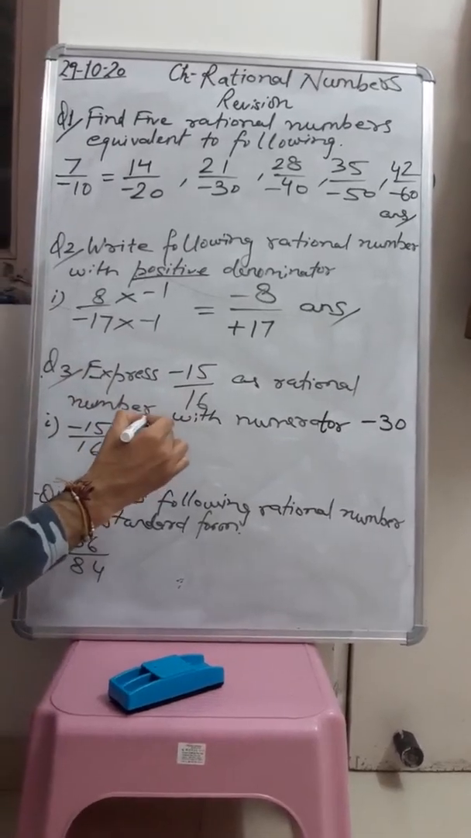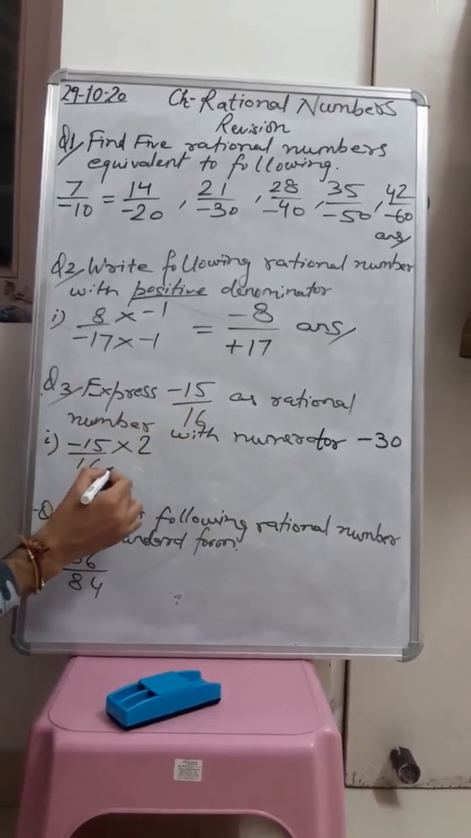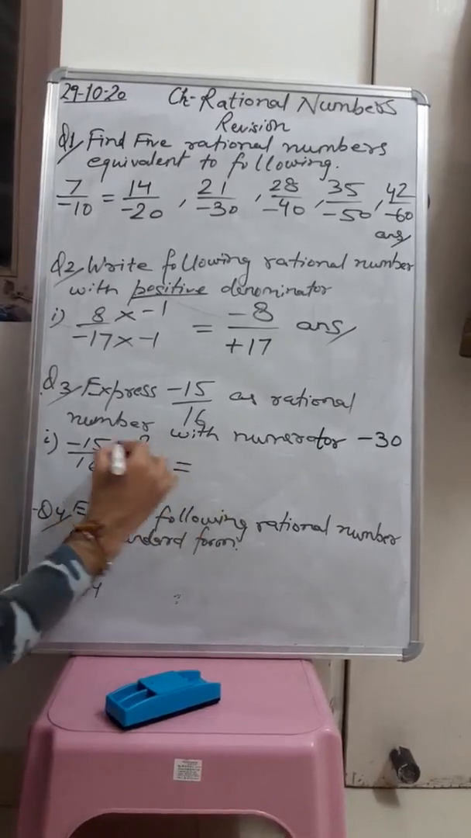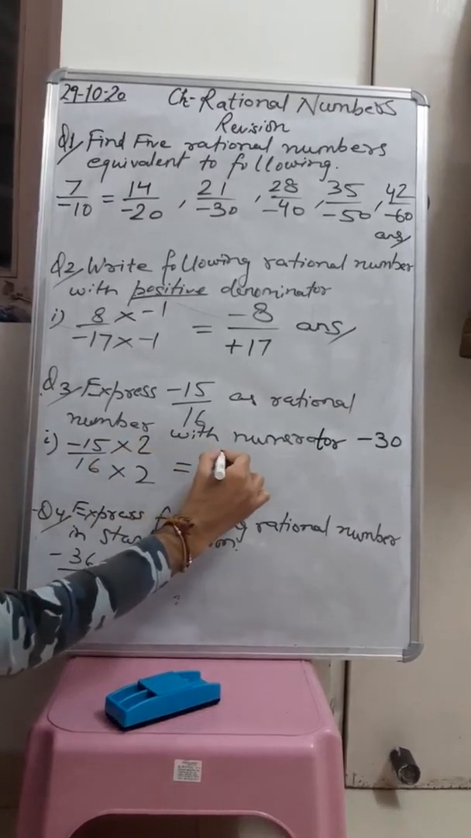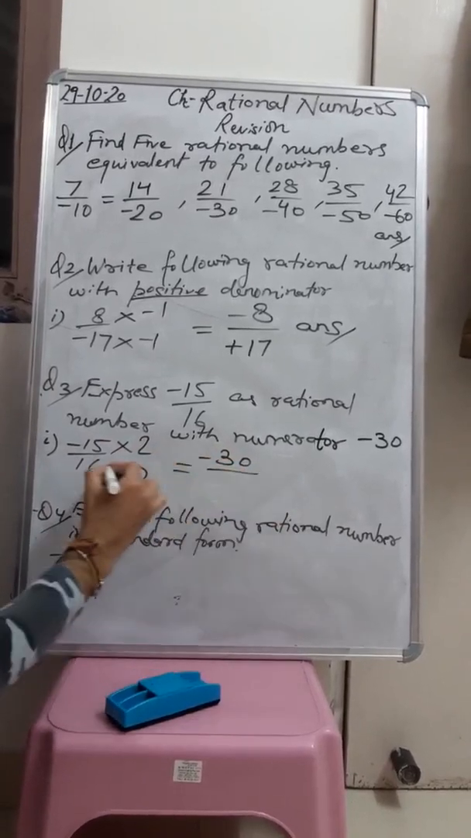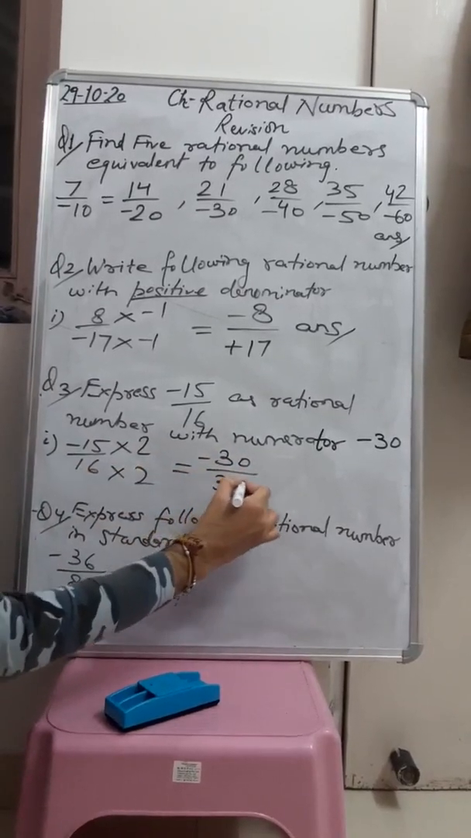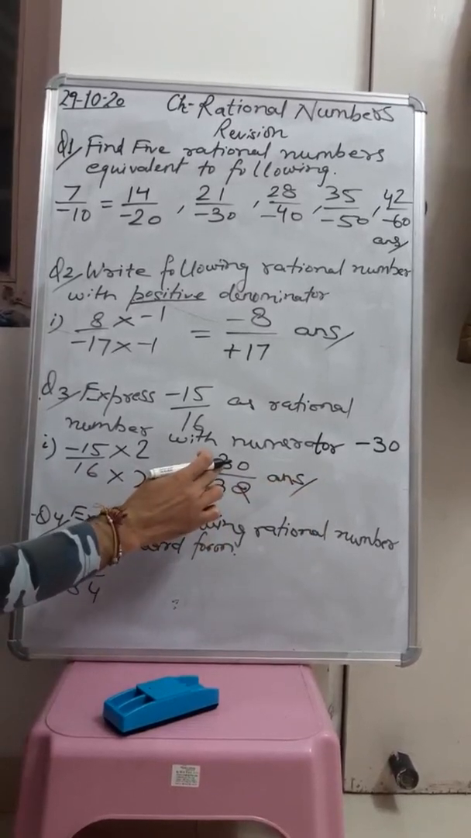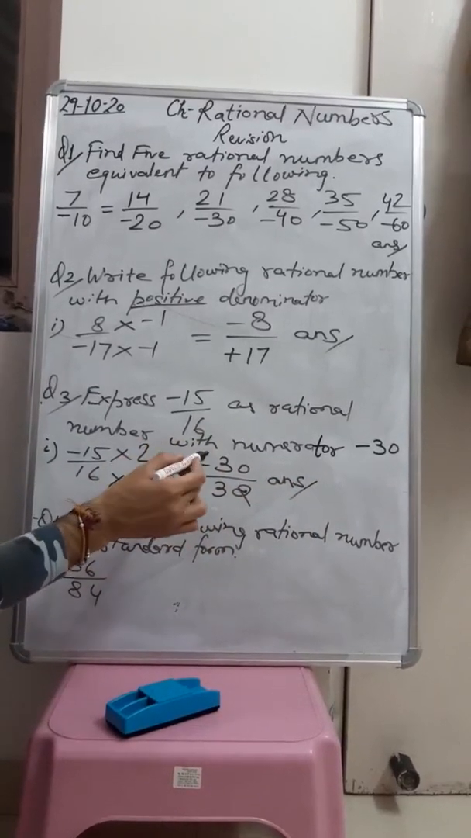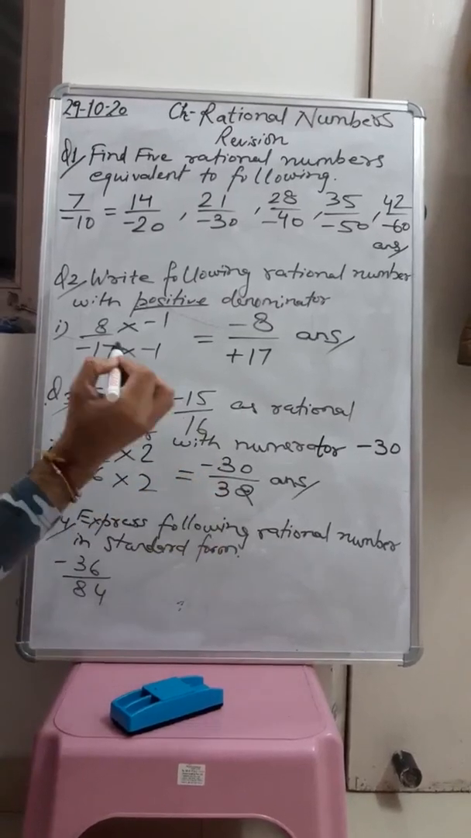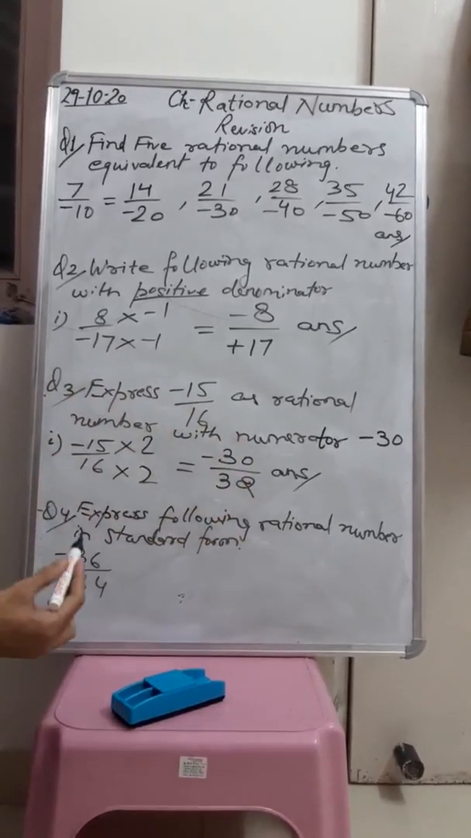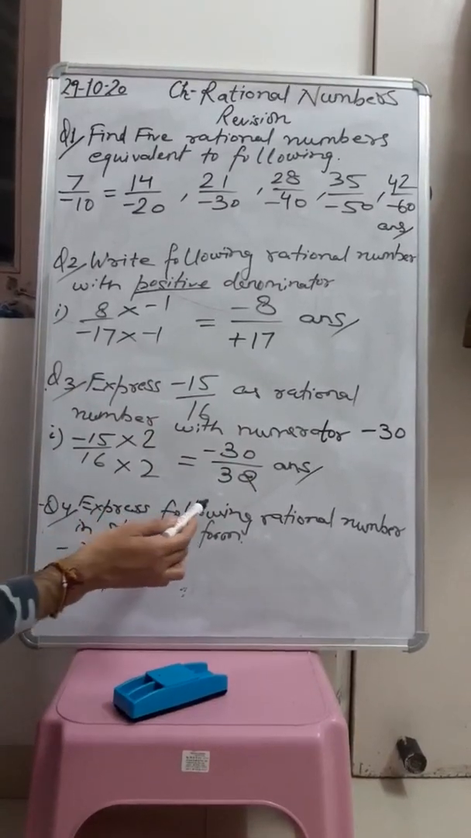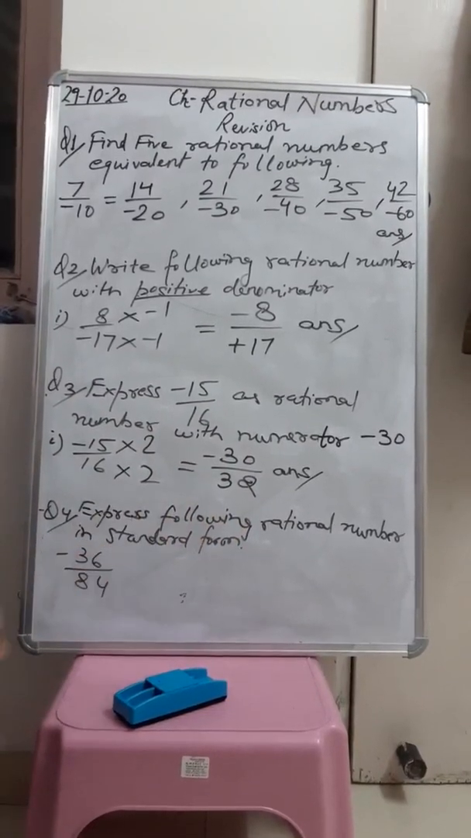15 2s are 30. And here the denominator will again get multiplied by the same number. That means minus 15 into 2 gives you minus 30 upon 16 2s are 32. So here we have got a rational number with minus 30 and it has become minus 30 upon 32. That is your answer.